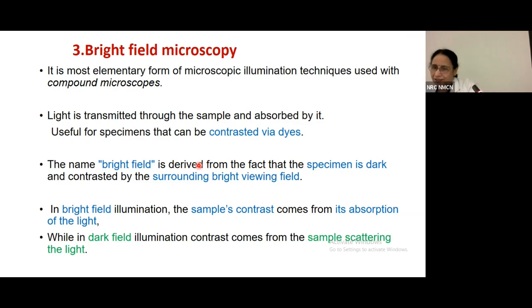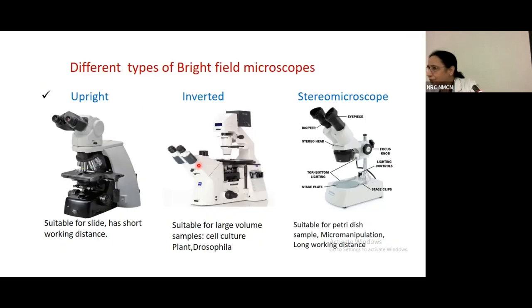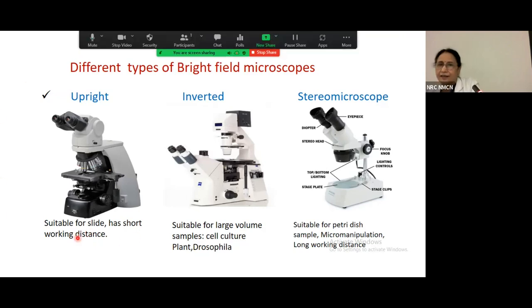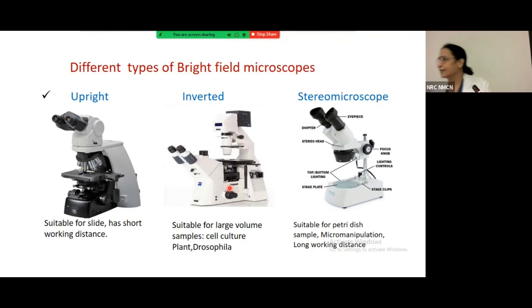In dark field illumination, the contrast comes from the sample scattering the light. So in bright field microscope, there are three types: upright, inverted, and stereo microscope. The upright microscope is suitable for slides. It has a short working distance, and I will talk about this microscope today. Inverted microscope is suitable for large volume of samples like cell culture, etc. And stereo microscope is suitable for petri dish samples, micro manipulation, and it has a long working distance. These will be covered in the next lectures.